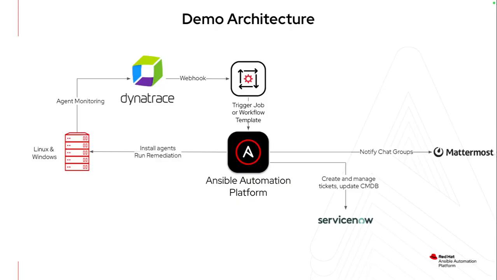Within the event stream, I'll have a rulebook activation attached to it, and the rulebook will trigger some sort of job or workflow template that can then do the remediation. That could include gathering logs from the Linux or Windows device. It could be actually doing remediation, maybe adding some vCPUs, maybe just restarting a web application. As part of that process, maybe I do want to notify personnel, so updating things like Mattermost or Slack, and making sure my incident system is kept up to date, either creating or updating ServiceNow tickets as I go through this process.